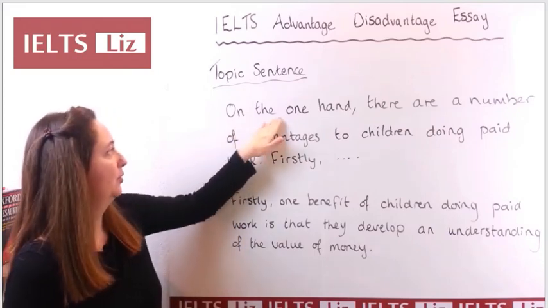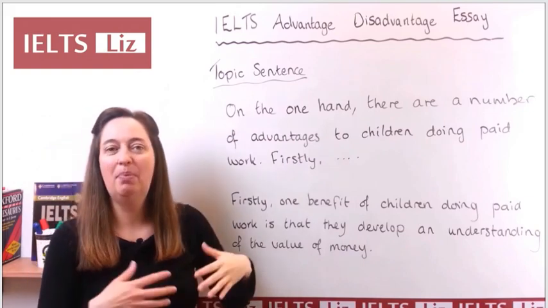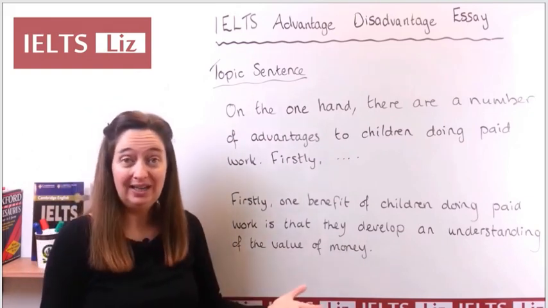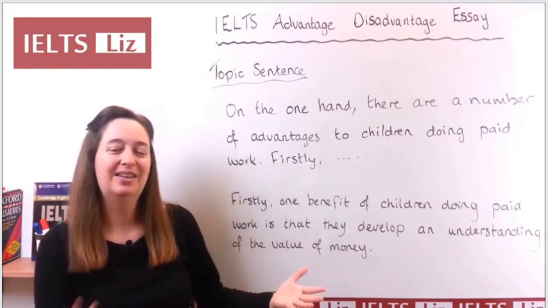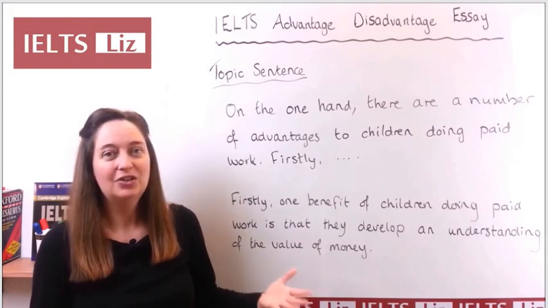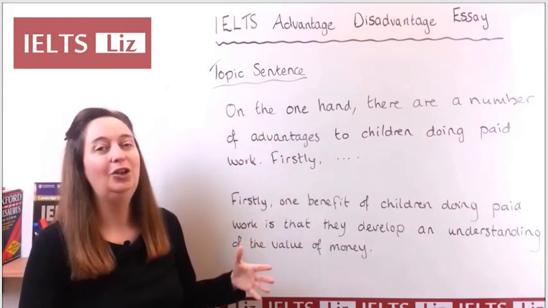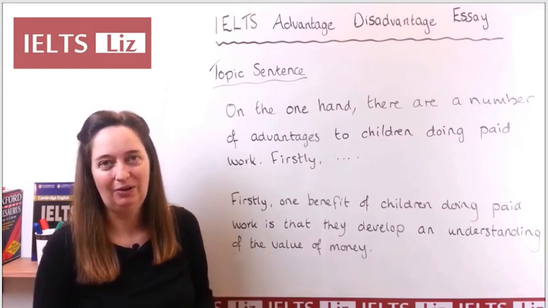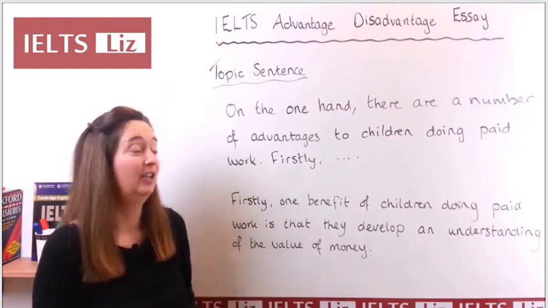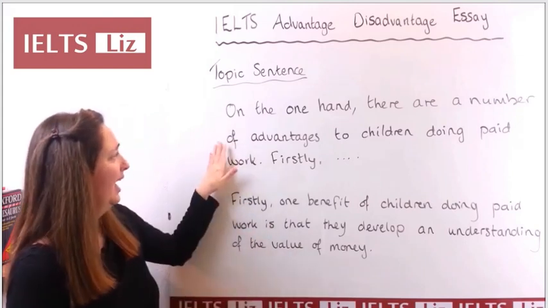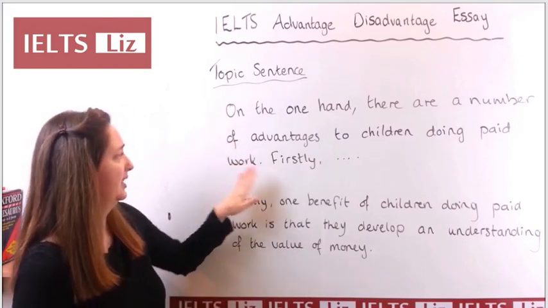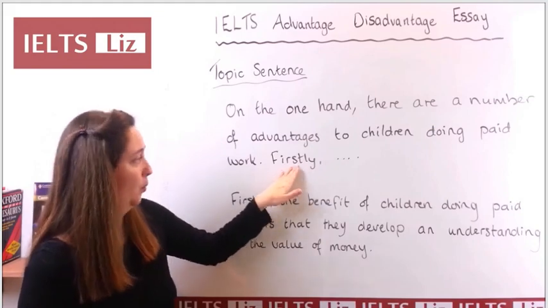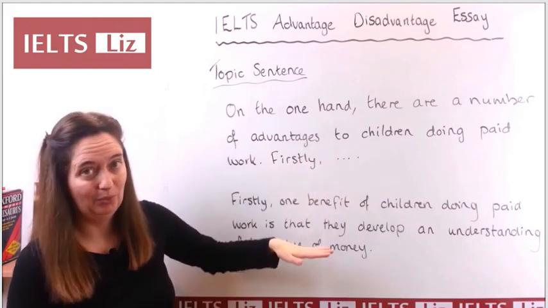Now, this one starts with on the one hand, and that again is a perfect way to start. You've got on the one hand, which shows one side, and on the other hand, for the other side. So if you use on the one hand, you must use on the other hand for your second body paragraph. You can't change that, it's fixed. And again, this is a topic sentence, and this shows that we've got one advantage coming and then more.